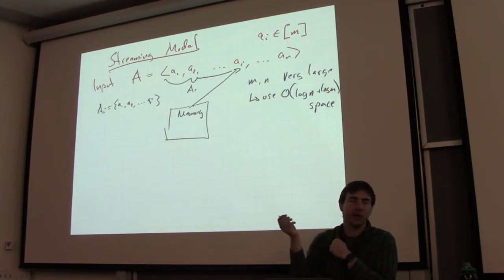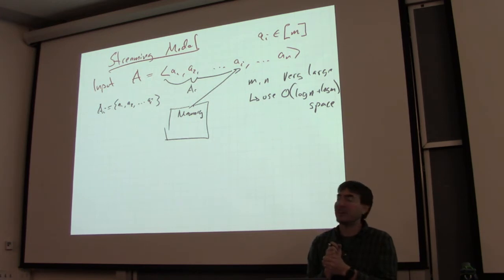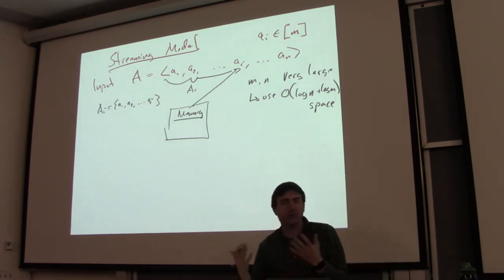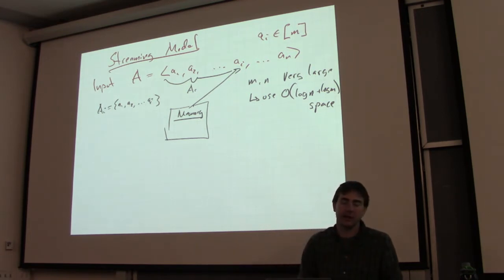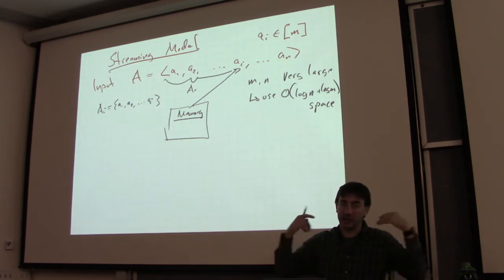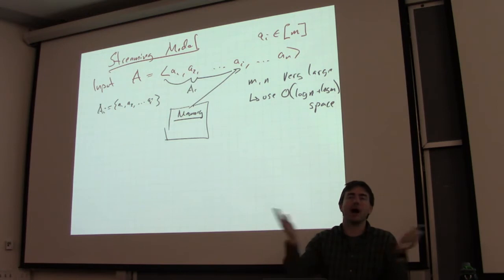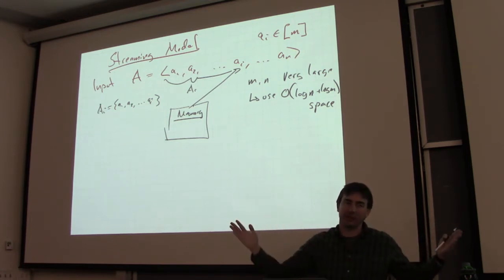Then I see A3, and I have already seen A1 and A2. And at any point in time, I want to store in my memory, which is a limited amount of space. Think of, you know, I'm streaming a movie on Netflix. I don't want to store it on my hard drive. I just want to know what happened in the last scene. But I want to keep a model of what happened in the whole movie. I want to keep some model of what the data set looked like without keeping the whole data set.